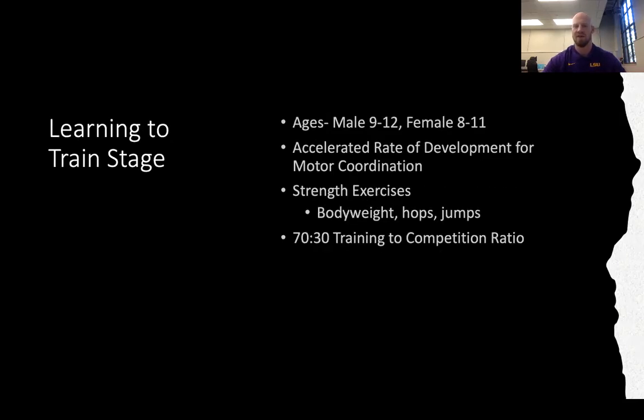The learning to train stage is ages 9 to 12 for males, 8 to 11 for females. So kind of pre-puberty. He thinks this is an accelerated rate of development for motor coordination, so developing those hand-eye coordination skills. For strength exercises, he wants to keep it body weight and add in some low intensity plyos like hops and jumps. In this stage, there'll be a 70 to 30 training to competition ratio, so 70% practice and training and 30% competition.